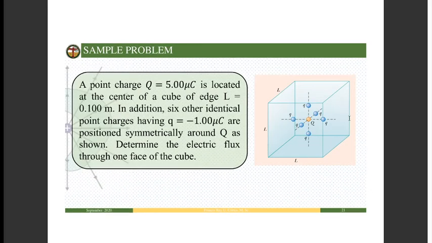So how about this one? A point charge Q of 5 microcoulomb is located at the center of a cube of edge L, 0.100 meter. In addition, 6 other identical point charges having negative 1 microcoulomb are positioned symmetrically around Q as shown. Determine the electric flux through one face of the cube. So through one face, basically, we just have to add all of them, then find the total enclosed charge. So same lang gihapon sa kung gibuhat last time.